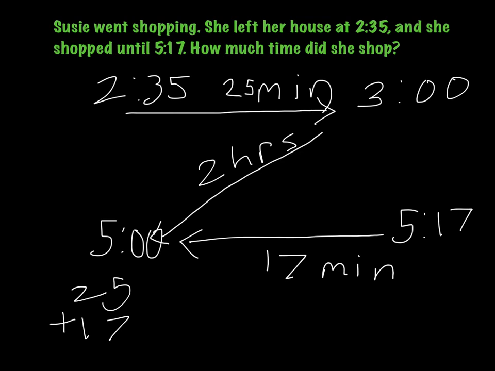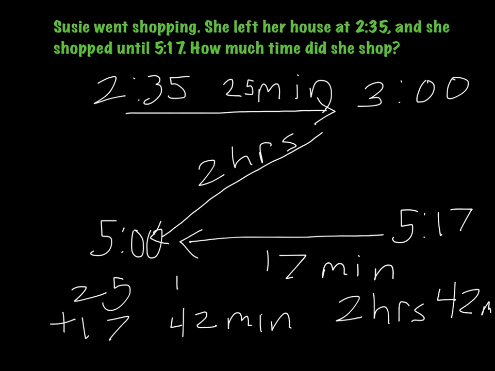And 7 plus 5 would be 12. We carry the 1, 2 plus 1 is going to be 4. So 42 minutes. And then we have to add the 2 hours. So 2 hours and 42 minutes.